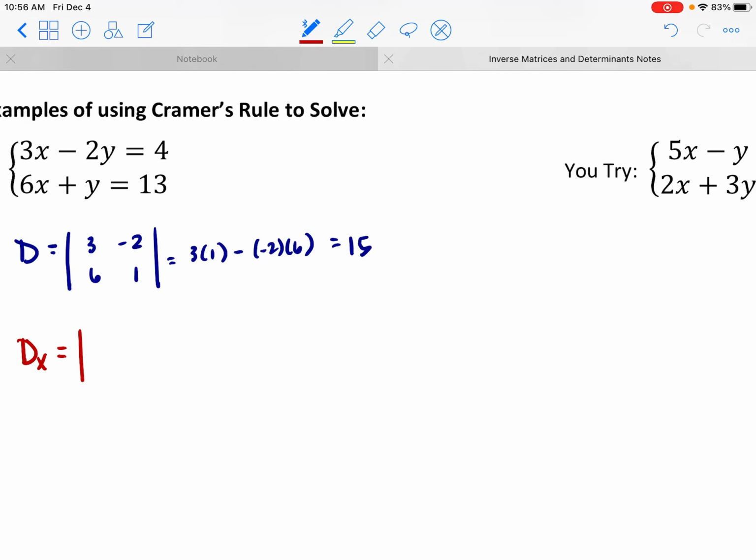It's going to replace the coefficients of x with the constants. So in place of the 3 and 6, I'm going to put the 4 and the 13, but I'll still use the -2 and 1. So when I cross multiply here, it's 4 times 1 and -2 times 13, and then I want to subtract.